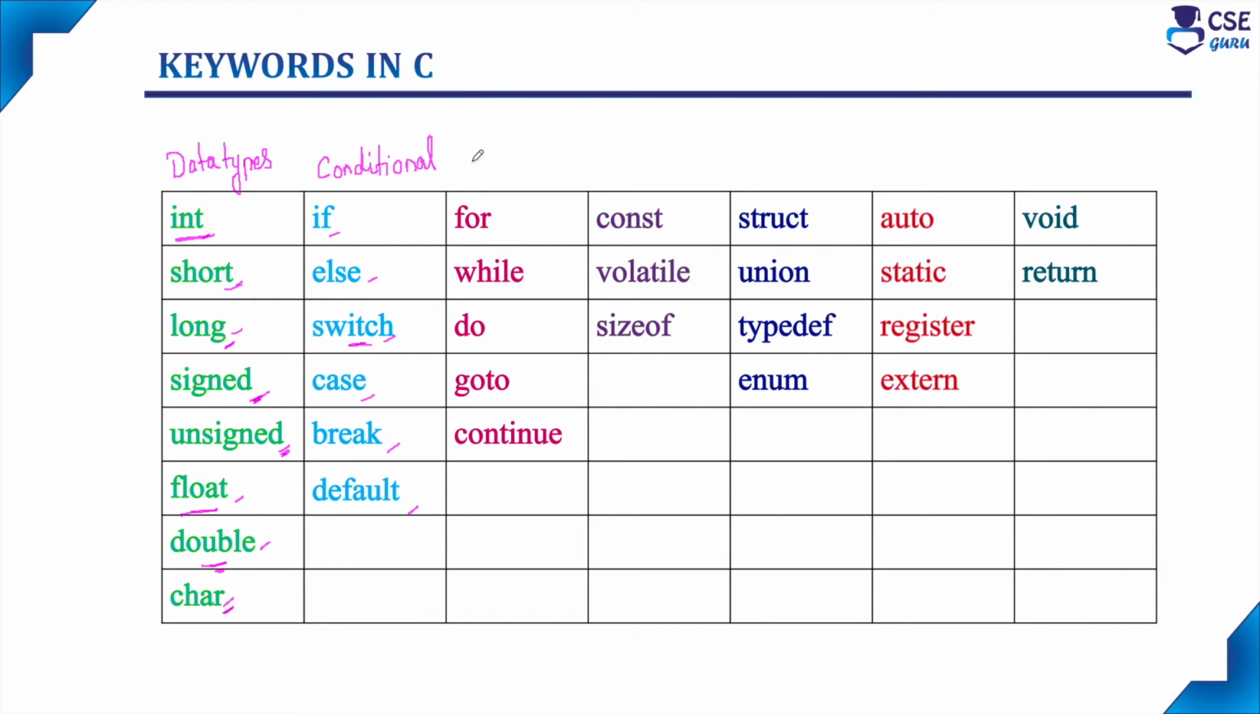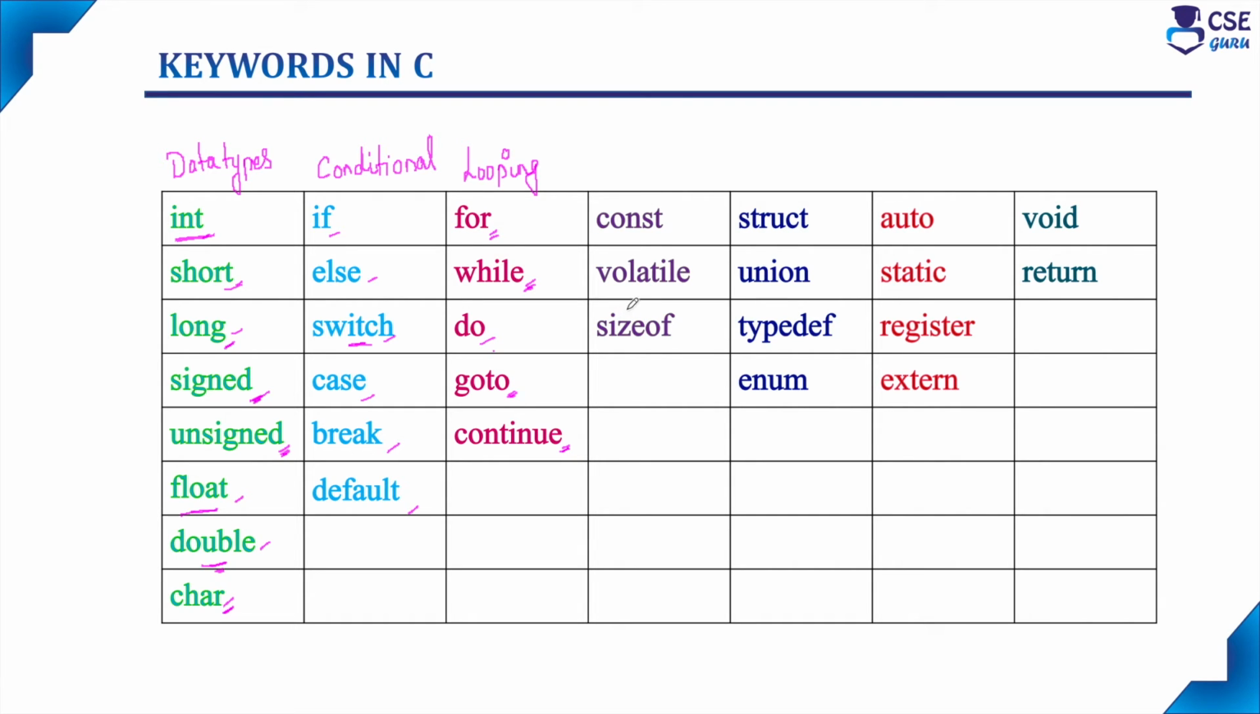And next, this is a list of keywords used along with the looping statements. So for is used in for loop, while is used in while loop, and do as well as while, both the keywords will be used in do while loop. And goto is used to transfer control to the specified label. And continue is used inside the loop to skip the statements after this keyword.